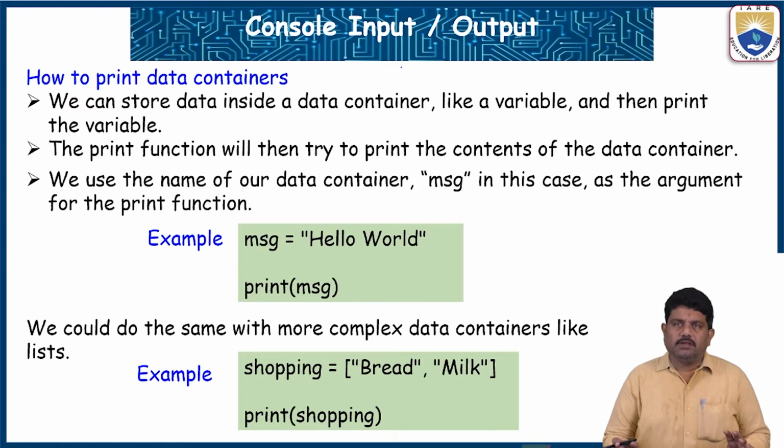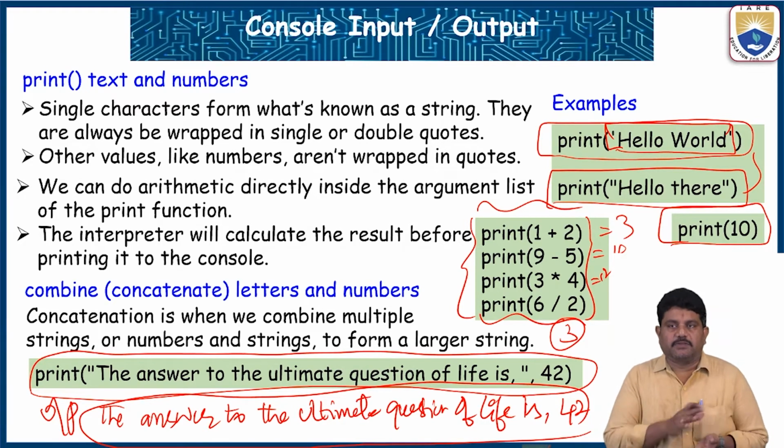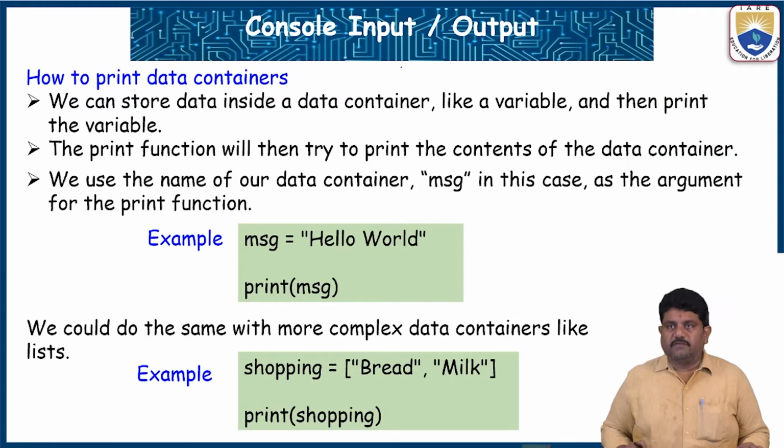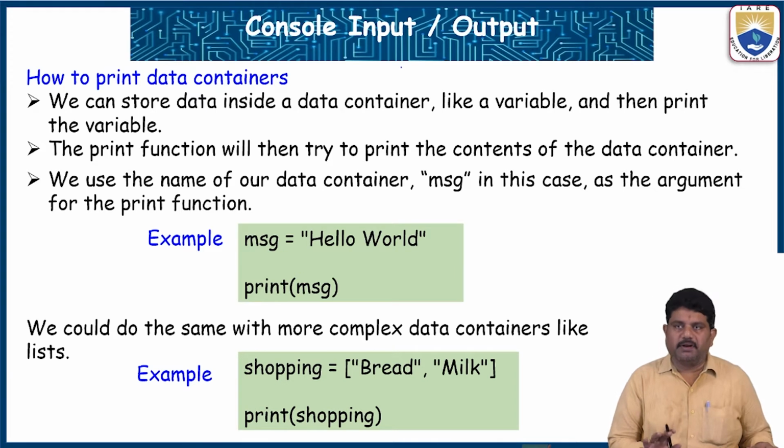And here in these examples, we are directly passing values, whether it is a string, a sentence, a number, some arithmetic operations, or concatenation of strings or numbers. All these things we directly pass as values or data to the print function for printing. The print function can also be used for printing containers. Containers means variables. A variable in memory contains values or data. So we can also pass those variables or containers to the print function for printing the output.